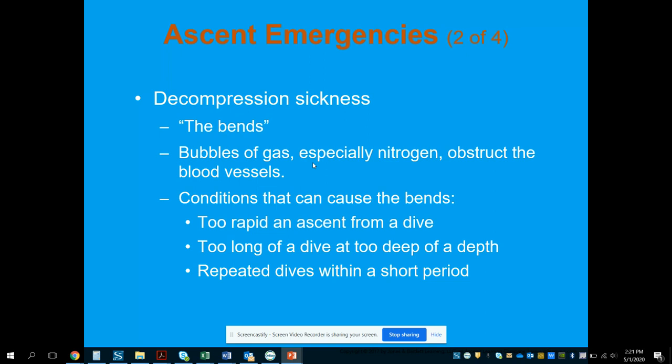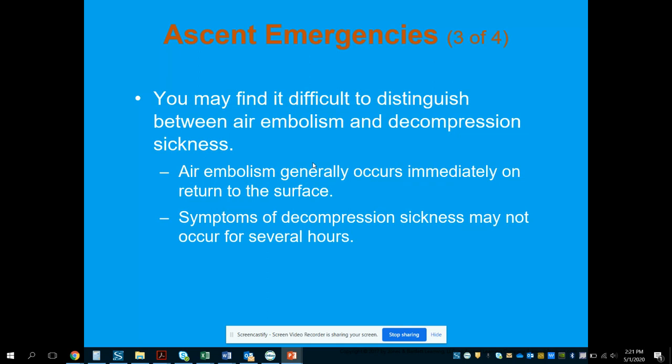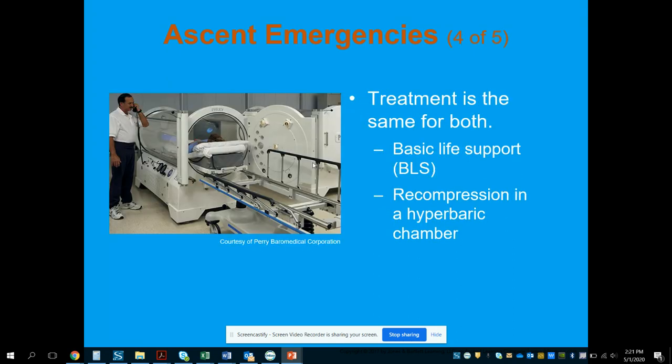And so it's really recommended that if you've been diving, that you don't go into an airplane or helicopter within a 24-hour period, again, just to allow your body to get to that equilibrium. You may find it difficult to distinguish between an air embolism and decompression sickness. The air embolism usually occurs right as they are returning to the surface, whereas decompression sickness may not come for a couple of hours. So that's kind of a red flag and something for you to consider there.